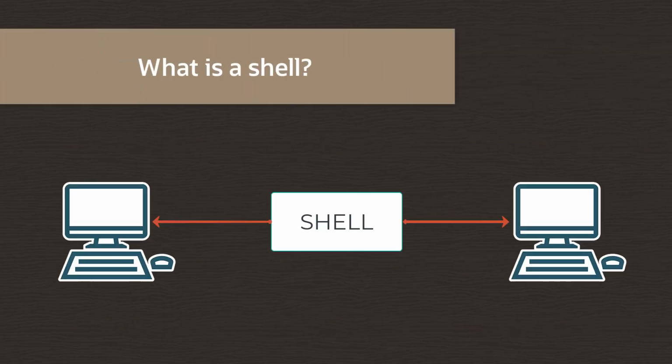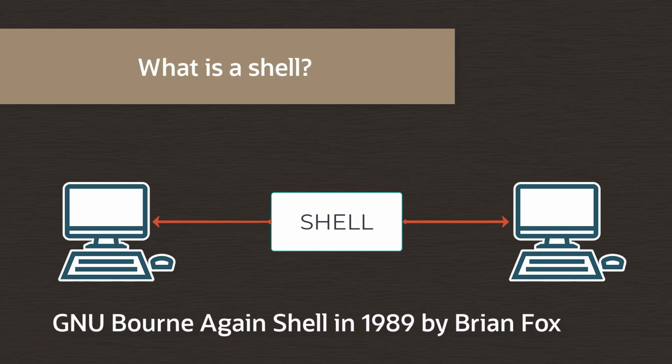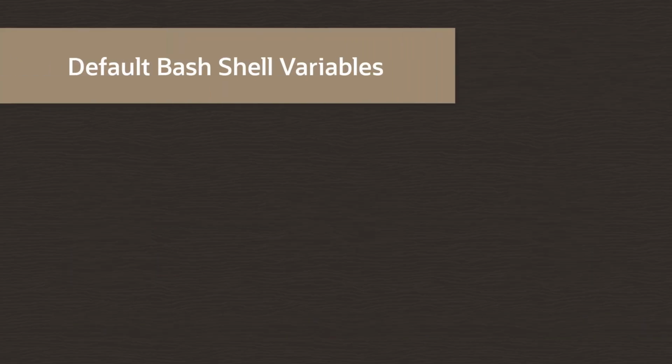So what is the shell? The shell is primarily a command interpreter and serves as an interface between the user and the kernel. It accepts the commands that a user enters, interprets these commands and passes them to the kernel, which then executes the commands. The GNU Bourne Again shell, or bash, was developed back in 1989 by Brian Fox and is the default shell for Oracle Linux. A shell provides customizable variables for users.